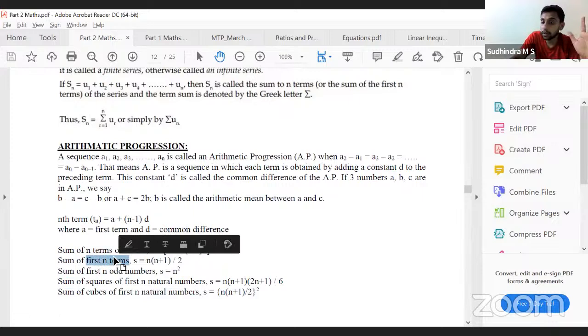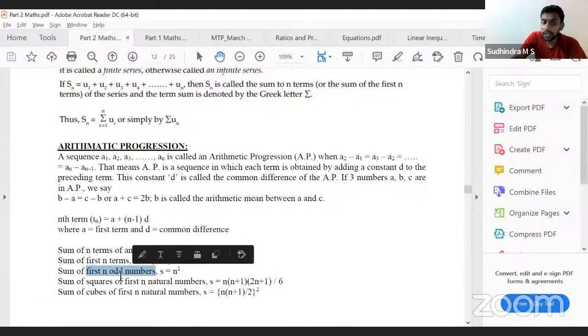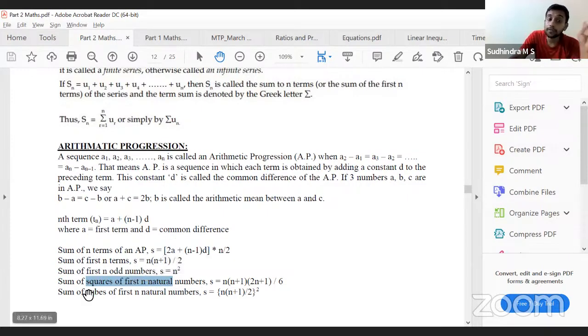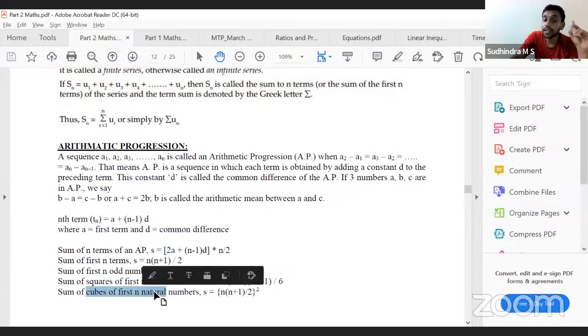The sum of the first n natural numbers is n into n plus 1 by 2. We all know that. The sum of the first n odd numbers is n square. The sum of squares of the first n natural numbers is n into n plus 1 into 2n plus 1 by 6. The sum of cubes of the first n natural numbers is n into n plus 1 by 2, whole square.